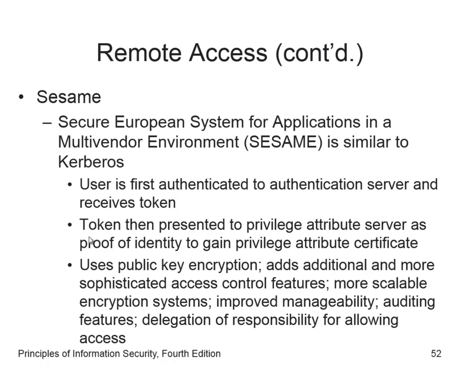The Secure European System for Applications in a Multi-vendor Environment, which is called SESAME, is similar to Kerberos in that the user is first authenticated to an authentication server and receives a token. The token is then presented to a privilege attribute server, instead of the ticket granting service as in Kerberos, as a proof of identity to gain a privilege attribute certificate, or what we call PAC. The privilege attribute certificate will be issued to be given to the client or to the token.